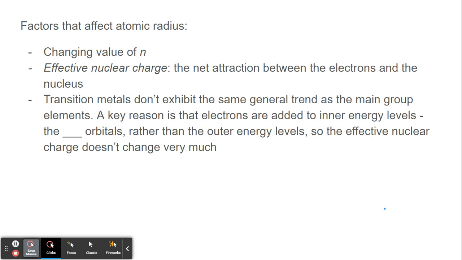The reason for that is that electrons are added to inner energy levels, the d orbitals and the f orbitals, rather than the outer energy levels. So the effective nuclear charge doesn't change very much.